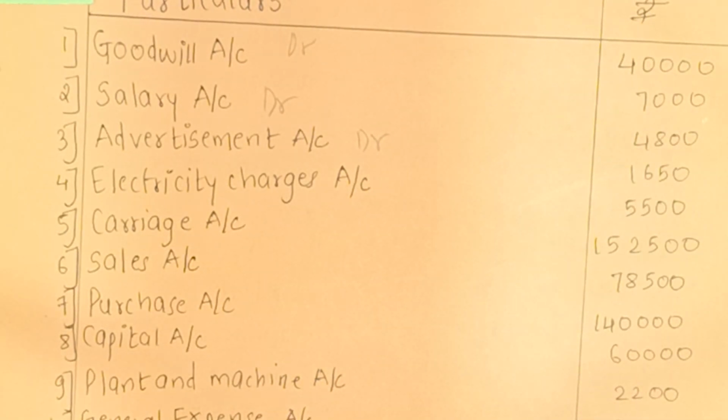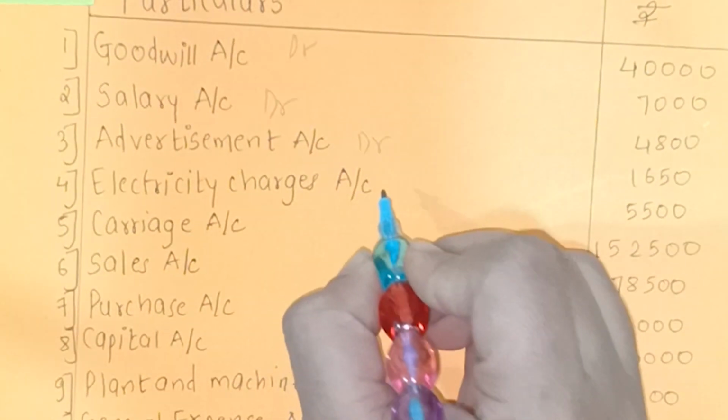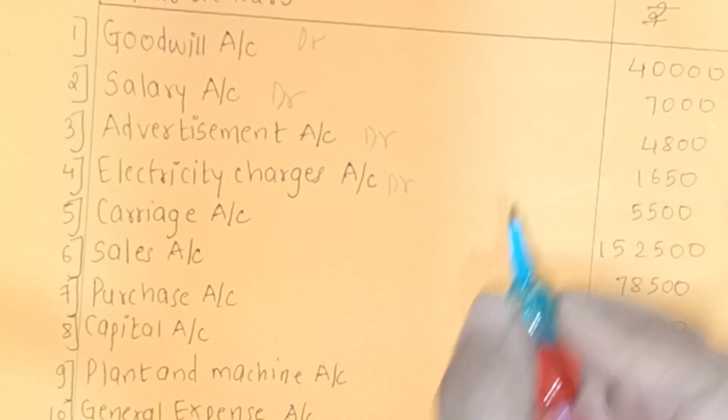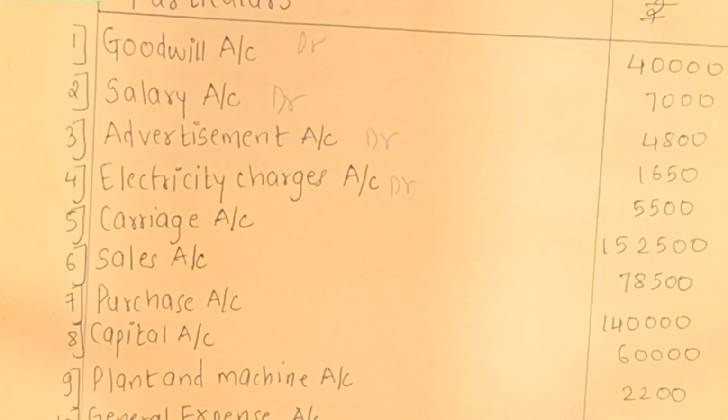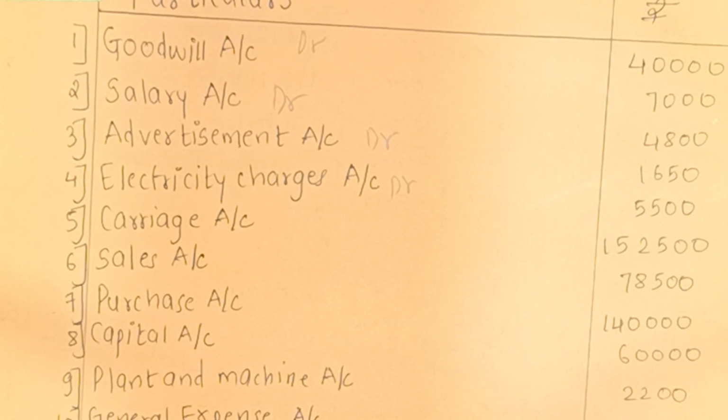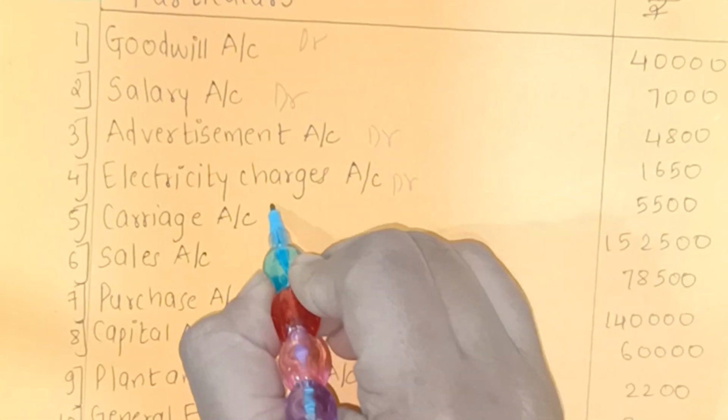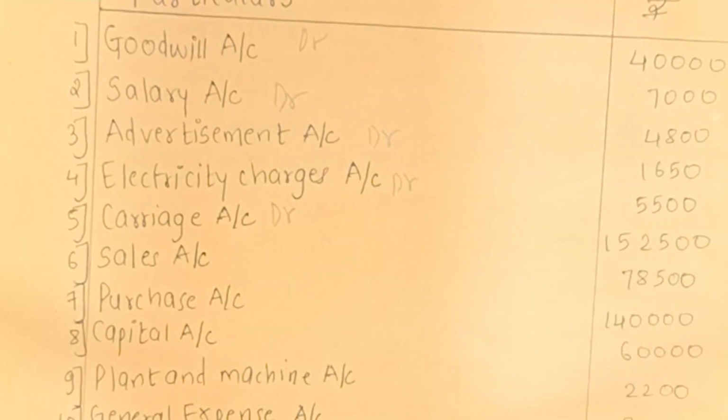Next we have electricity charges. Again it's an expense, so we have to debit it. Next we have carriage. Now students, we should first of all know what is carriage. Carriage is the cost of transporting goods into a business from a supplier, or it is also the cost of transporting goods from a business to the customer. So in simple words, carriage refers to the cost of transportation of goods. So again it is an expense to the company. So expenses are debited, right?